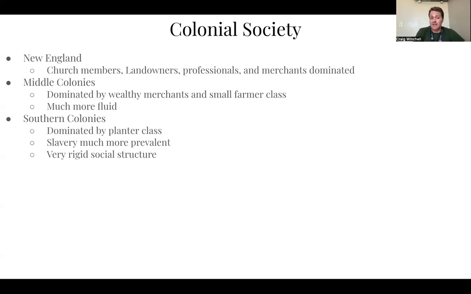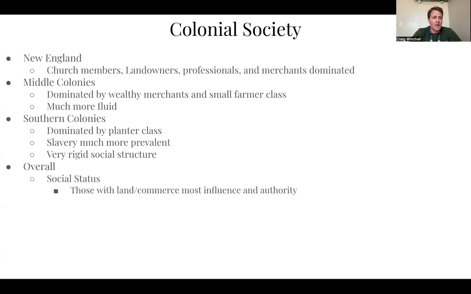rich. Now, in Southern society, thanks to things like Bacon's Rebellion, we see a very rigid social structure. The planter class is at the top, the yeoman farmer class is below, landless people below, and slaves at the bottom. It's a very rigid, socially stratified society. But overall, in the colonies as a whole, people that have land or businesses have the most influence and authority.